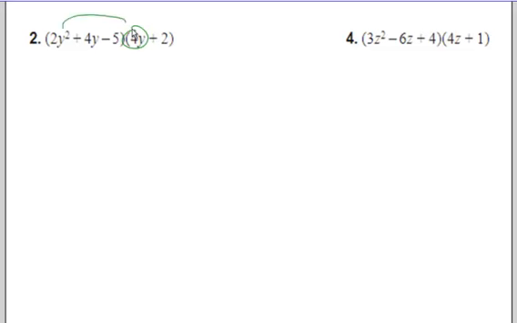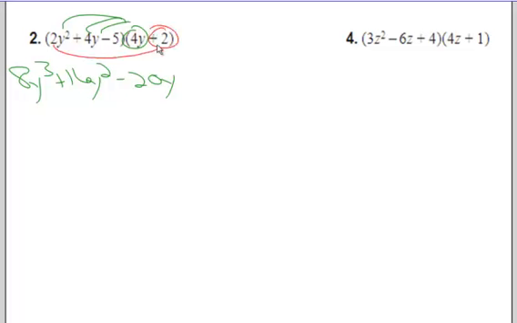Alright, a couple more examples. Again, I encourage you to pause the video as needed and then come back and check an answer. 8y cubed plus 16y squared minus 20y. I like to change colors. Some folks really like to just make sure that they distribute, put the lines underneath here.